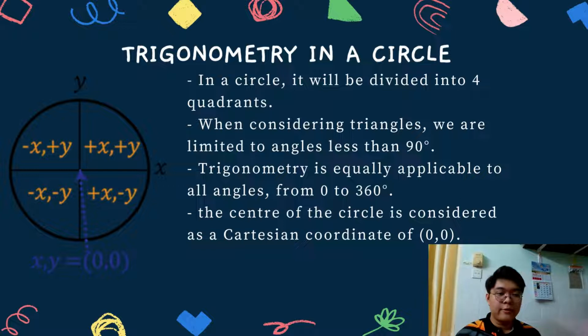For trigonometry in a circle, it will be divided into 4 quadrants. When considering triangles, we are limited to angles less than 90 degrees. For trigonometry, it is equally applicable to all angles from 0 degrees to 360 degrees. The center of the circle is considered as a Cartesian coordinate of 0, 0. For the values of x and y, negative and positive will be determined depending on the quadrants as shown in the diagram.